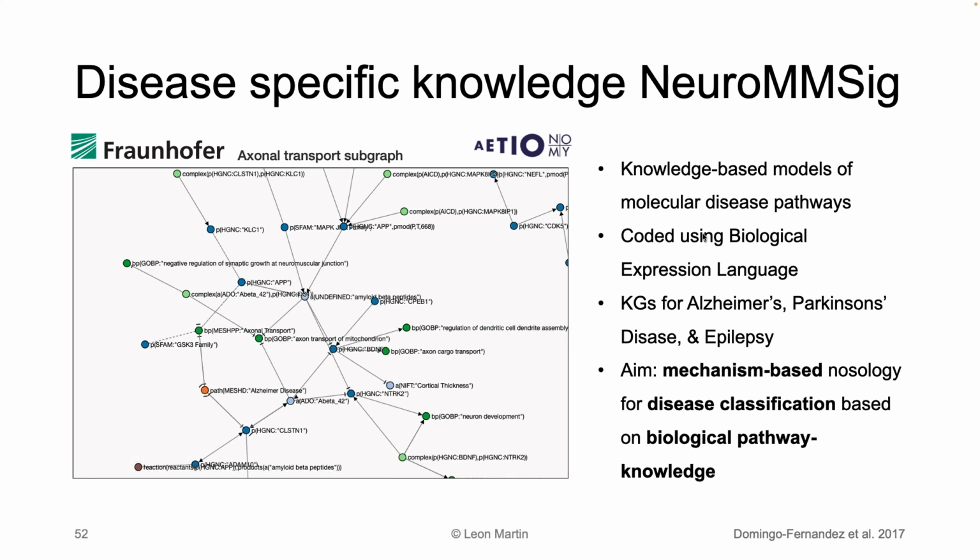This is coded using biological expression language, which is basically a sophisticated RDF protocol that is linking biological entities with a certain relationship to each other. For example, this gene is linked to that biological process. So BDNF, my favorite gene, is linked to the biological process defined in GO, the gene ontology, which is called regulation of dendritic cell dendrite assembly. And this gene BDNF is defined in the HUGO gene nomenclature.